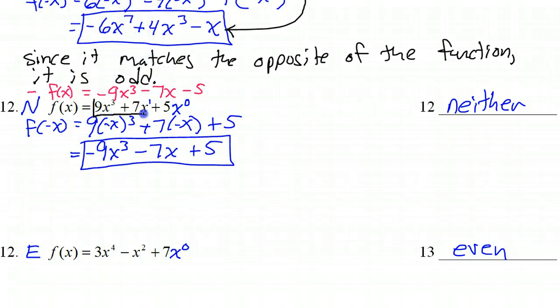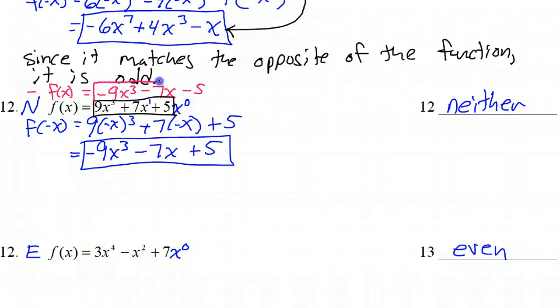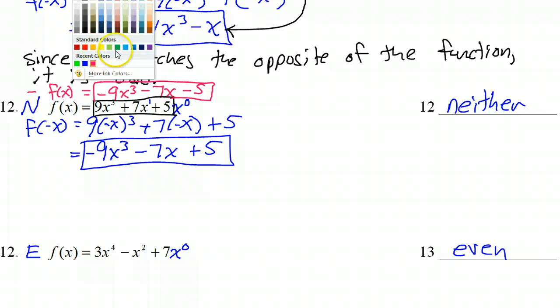This is the original function. And of course, this is the opposite function. Alright, it doesn't quite match the opposite function because this is negative 5 and that's positive 5. But it doesn't match the original function either because of the positive 9, negative 9, positive 7, negative 7. So it doesn't match either the original function or the opposite. Since it's neither of those, then it's neither. And we just need to say that.